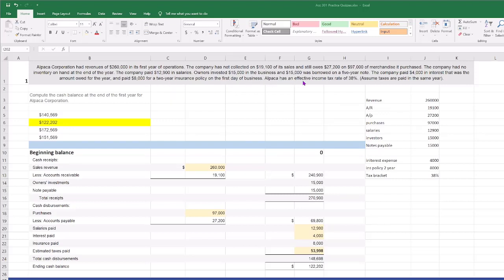On the first day of business, Alpaca had an effective income tax rate of 38%. So assume no other taxes are paid in the same year.